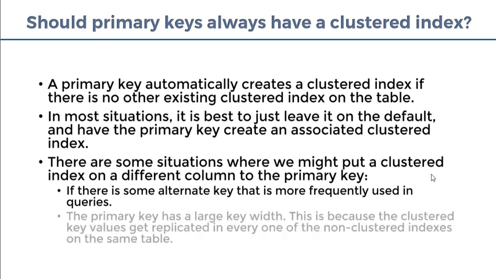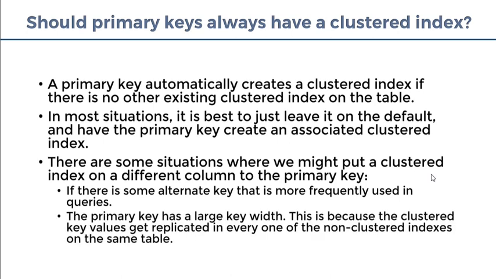There are some situations where we might put a clustered index on a different column than the primary key. If there is some alternate key that is more frequently used in queries, or the primary key has a large key width. This is because the clustered key values get replicated in every one of the non-clustered indexes on the same table, right?